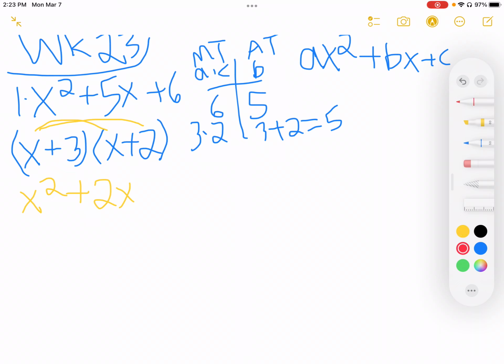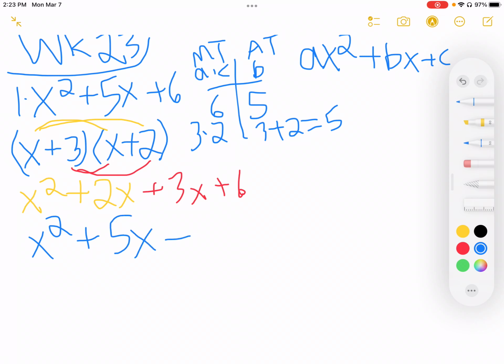And then the last part of FOIL is I, right? So inside times inside, so we'd have plus 3x. And then last times last, so 2 times 3, so we'd have plus 6. And then finally, if we add all these terms up, 2x and 3x, we get 5x, so we'd have plus 5x plus 6. So we'd end up with the exact same thing that we had here at the beginning up here. You see that's the same.